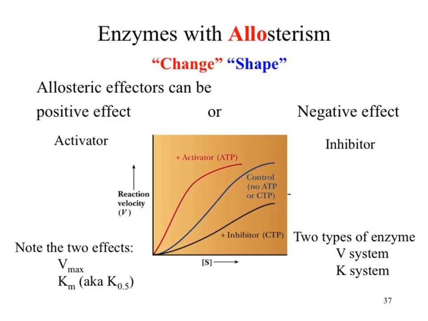Our negative effect is when something binds and prevents the binding of our substrate. That's going to be our inhibitor. Our product, in a feedback inhibition, could act as an inhibitor. So what ends up happening in these cases? If we take a look, we get a couple of different cases. We've got our reaction velocity versus our substrate. You'll notice all of these curves are sigmoidal. Our blue curve is without these activators or inhibitors. That's our standard curve, and we see that sigmoidal shape. What happens when I add ATP?